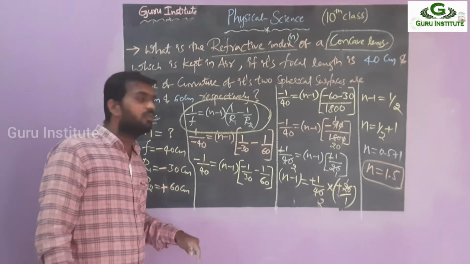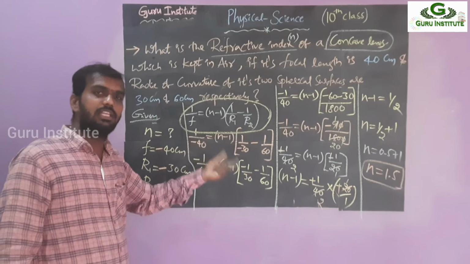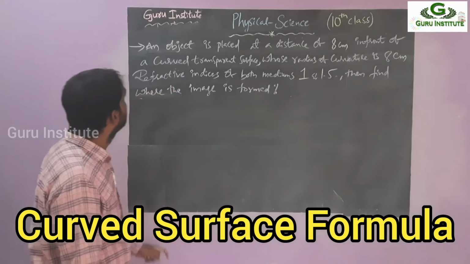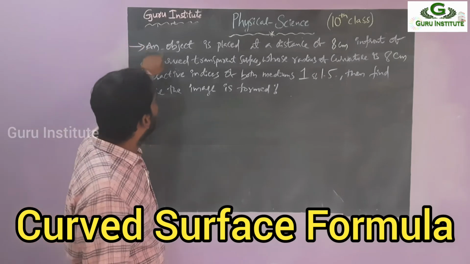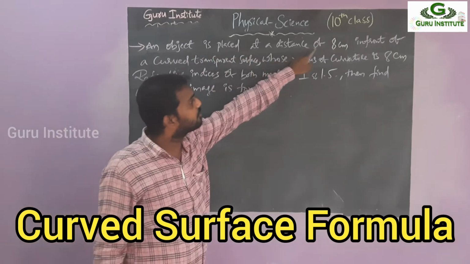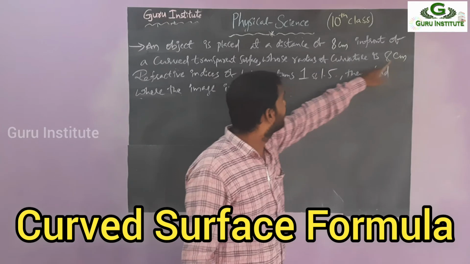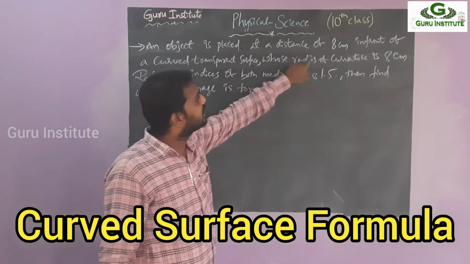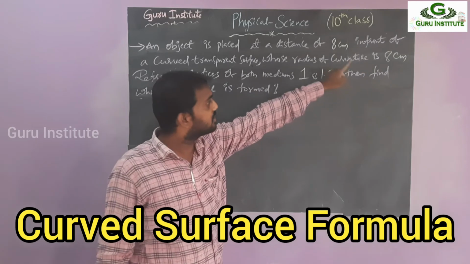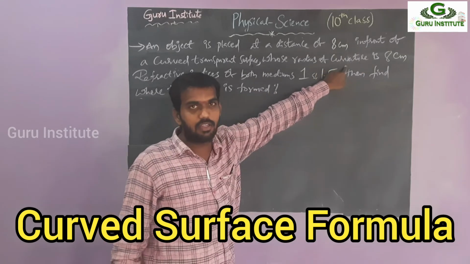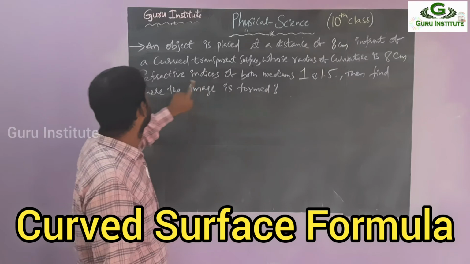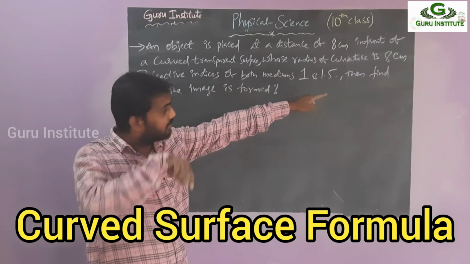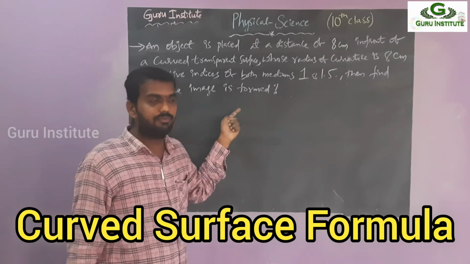Are you clear? Now we are going to the next formula application. Okay, children, so now the next concept. See this example. An object is placed at a distance of 8 centimeter in front of a curved transparent surface whose radius of curvature is 8 centimeter. Observe this. And the refractive indices of the two media are 1 and 1.5. Then find where the image is formed.